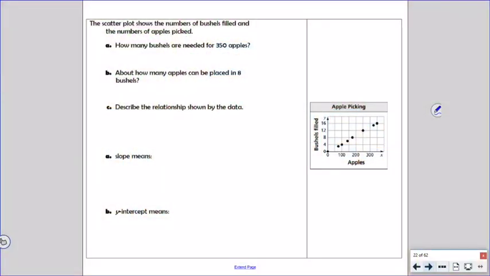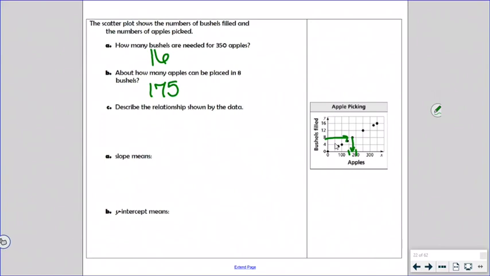How many bushels were needed for 350 apples? Well, if that's 100, that's 200, that's 300, that would be 400, which means 350 lives right here. 350 hits that dot, which goes over to 16. Eight bushels. Let me see. If that's 150 and that's 200, 8 bushels might be 175. If you said like 170, 180, you're in the right area.